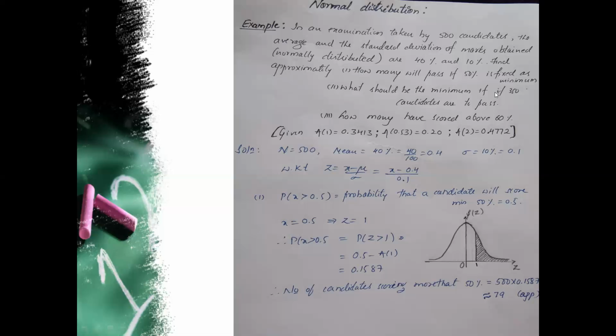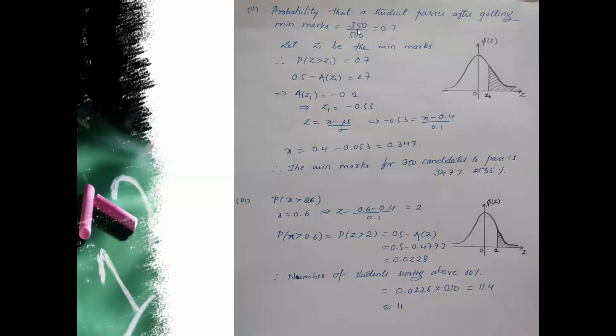What should be the minimum if 350 candidates are to pass? Here it is the other way around: 350 students are to pass, then what should be the minimum marks? That is asked here. For that we'll find the probability that a student passes after getting the minimum marks, which will be 350 divided by 500. Out of 500, what's the probability that the student passes? 350 by 500 gives 0.7.